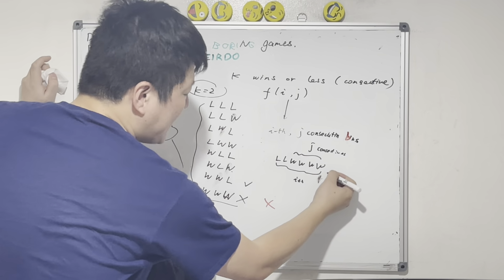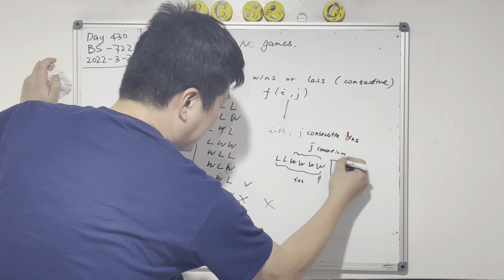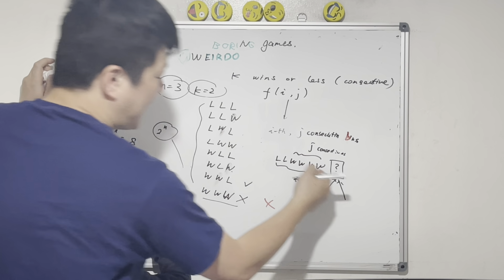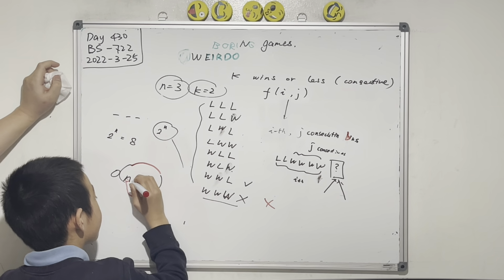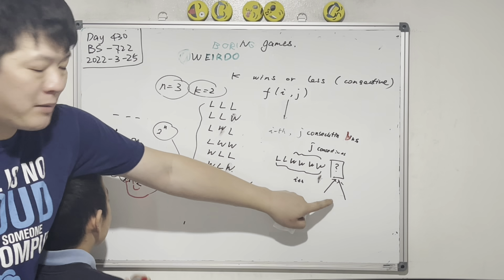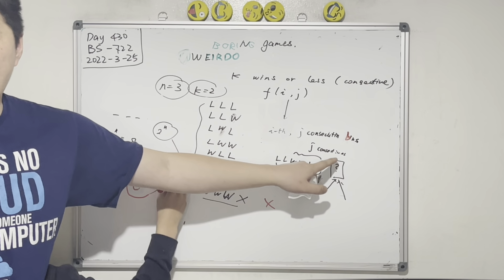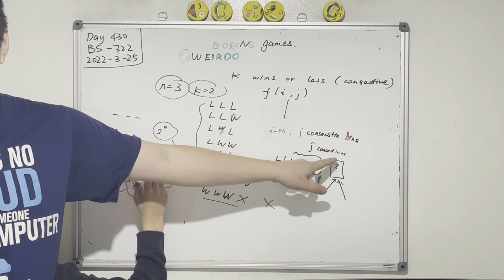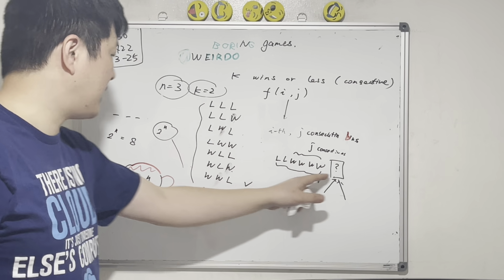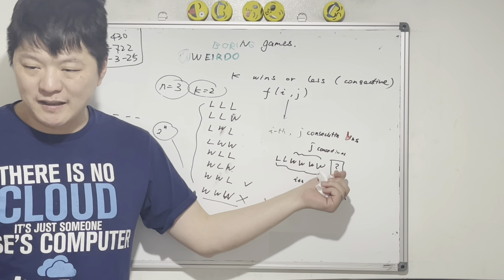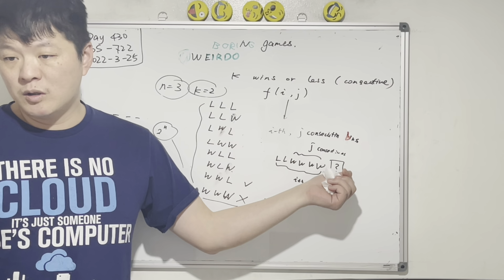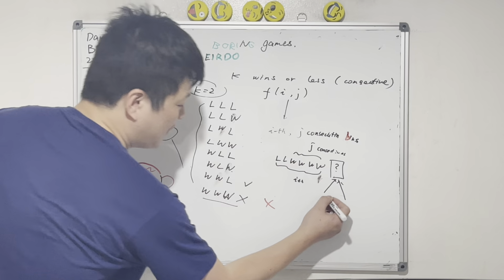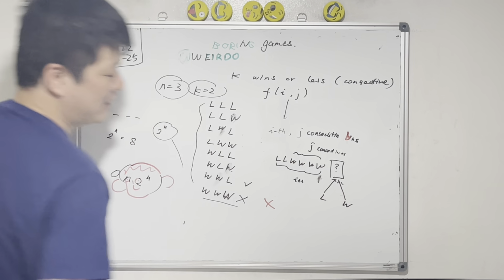So I'm playing the i+1 game here. How many possibilities for this game? What's the outcome of this game? If I'm playing the i+1 game, how many possibilities? Two. Win or lose, exactly.